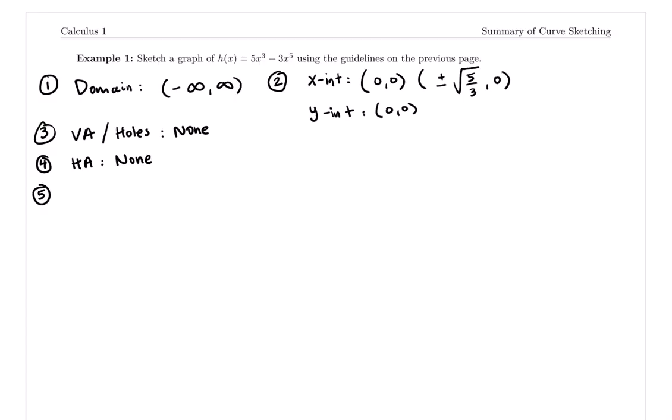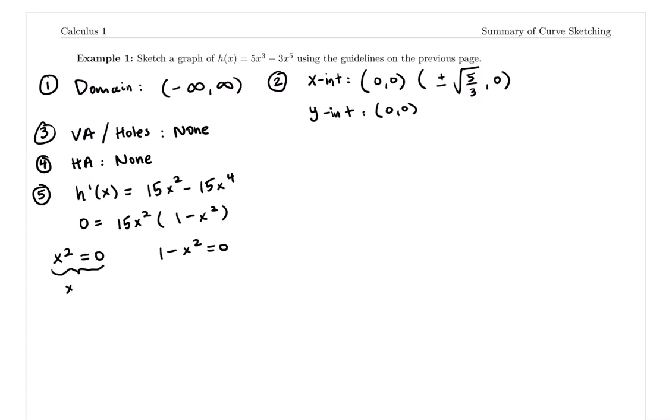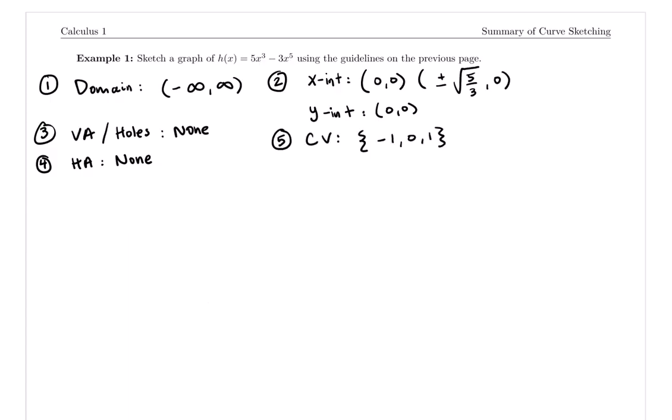Step 5, we'd like to look for critical numbers. So we need to find the derivative function. And once we found the derivative, we're going to set it equal to 0. Note here that I can factor out 15x squared, and then that will leave us with 1 minus x squared. So I can set both of these factors equal to 0 using the idea of the zero product principle. And I can also divide both sides by 15. So this equation will result in x equals 0. Here we'll get x squared equals 1, and then x is equal to plus or minus 1. Okay, so I've identified my critical values, and I'm using set builder notation here, or set notation. So these curly brackets, this is set notation, if you didn't know.